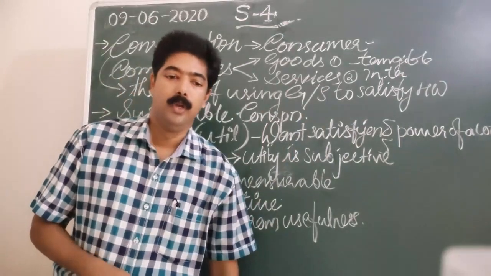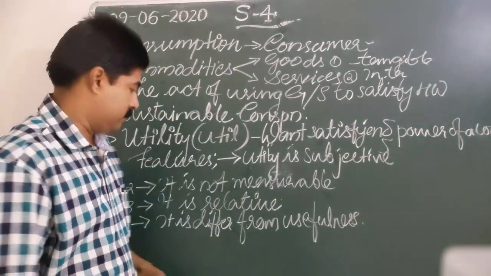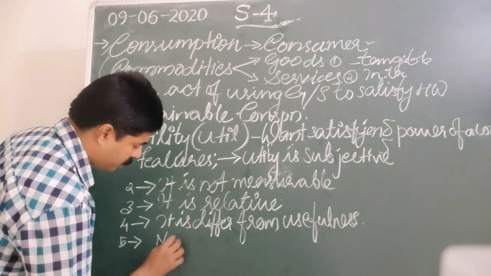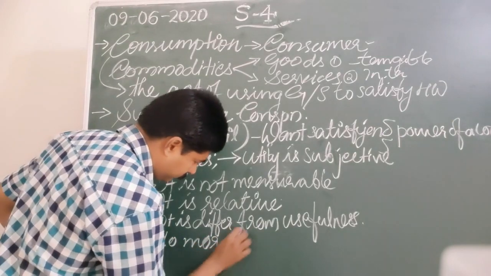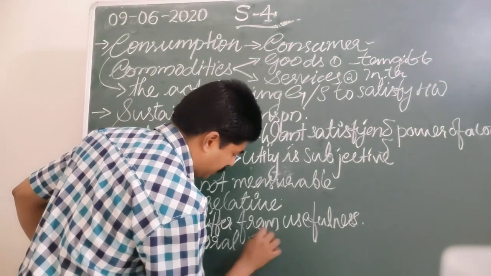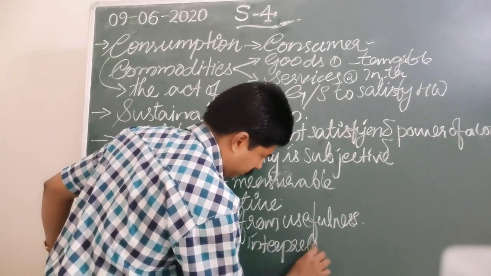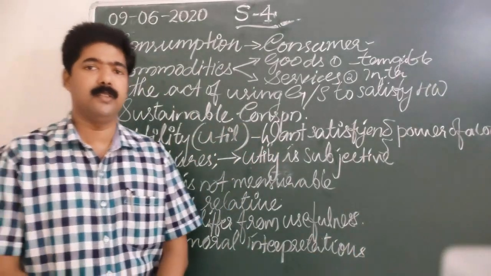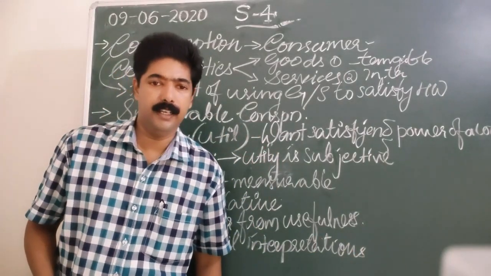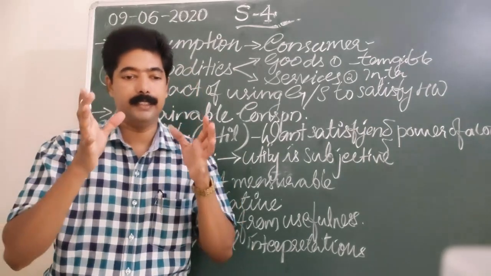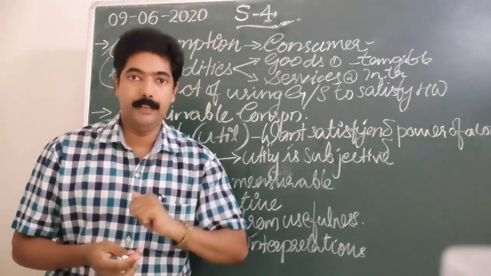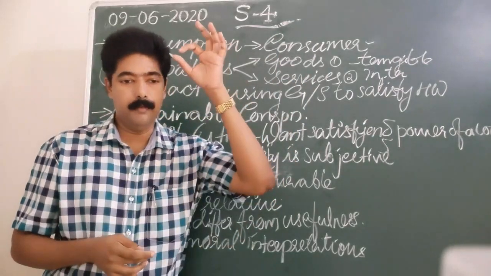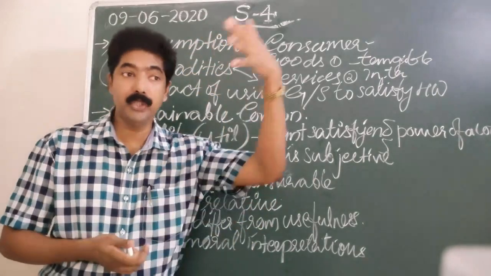Next point, no moral or legal connotations. The fifth point, it has no moral interpretations. What does it mean? It says that it is neutral, neutral between good and bad, or between useful and harmful.